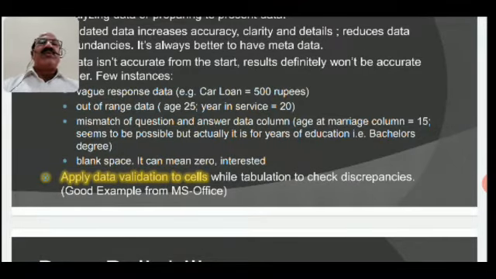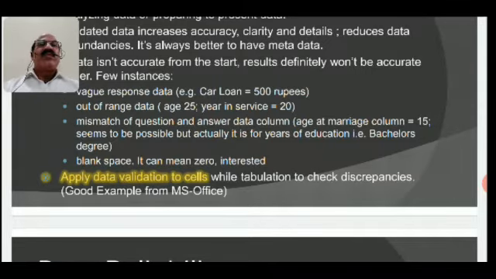The next one is applying data validations to the cells. While you are tabulating the data, check for discrepancies. Suppose you are recording loss or profit from an entrepreneurship shop. Loss you can write as minus 10,000 rupees. But for age, it cannot be negative. So in some cases the negative symbol is allowed, in some cases it is not allowed.